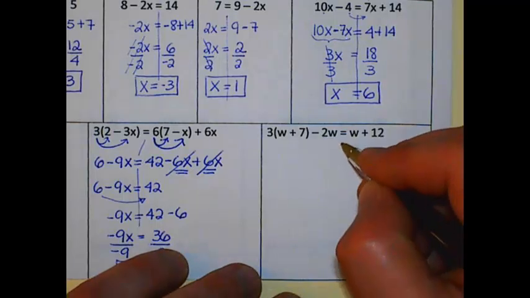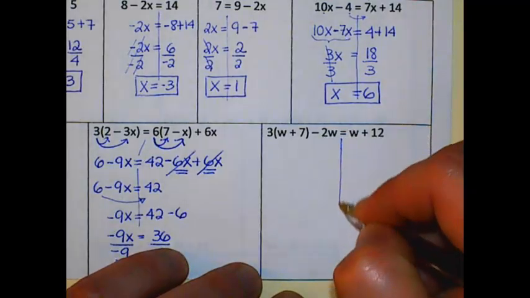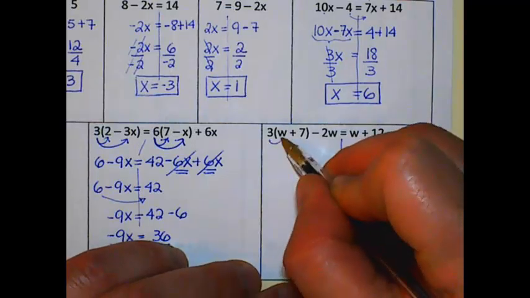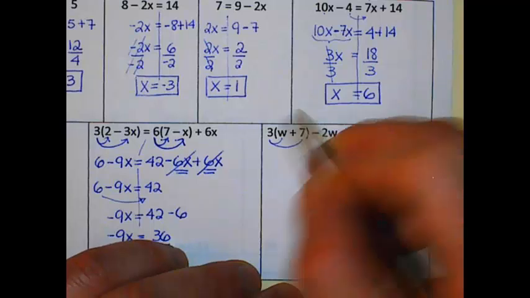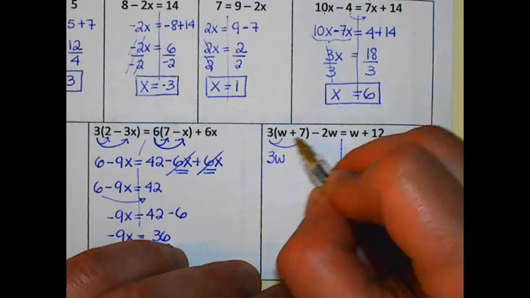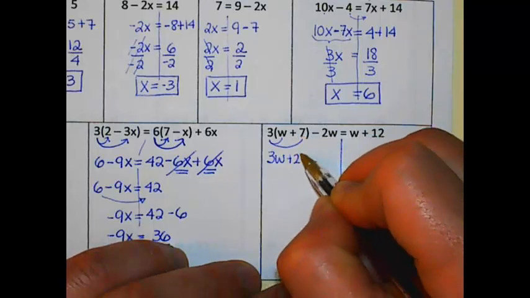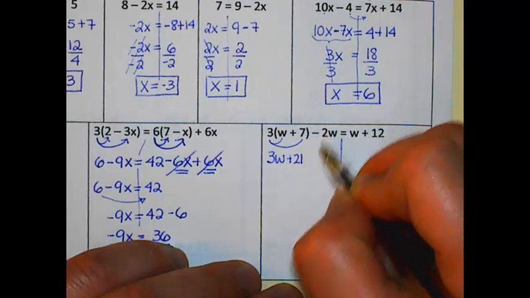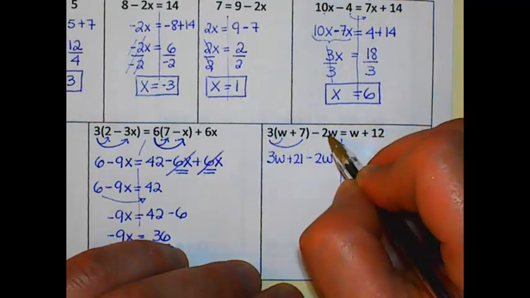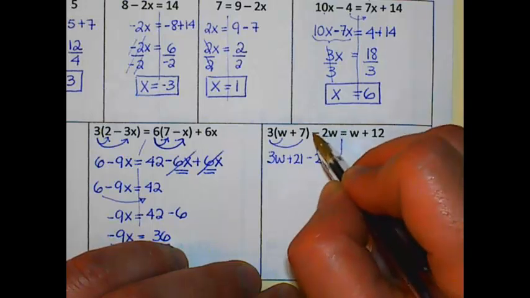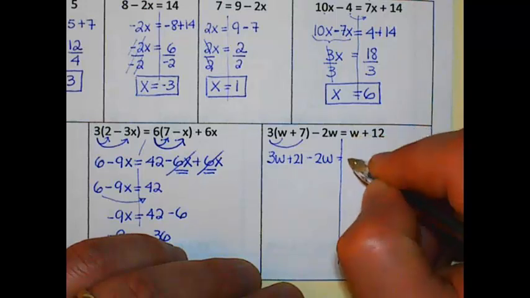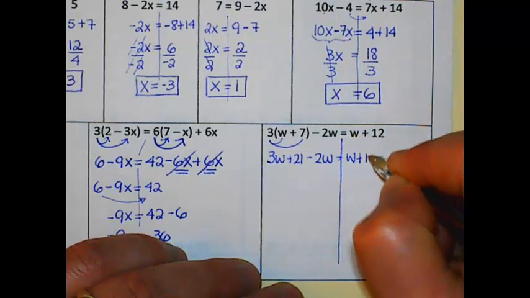I have a similar problem to the one before. Basically, here's my border. I see parentheses, so my first step is to get rid of the parentheses. 3 times w is 3w. 3 times 7 is 21. And bring down the negative 2w. Remember, you don't multiply the 3 times the negative 2w because this negative 2w is not inside the parentheses. And on this side, there's nothing I can do, so I'm just going to bring it down.